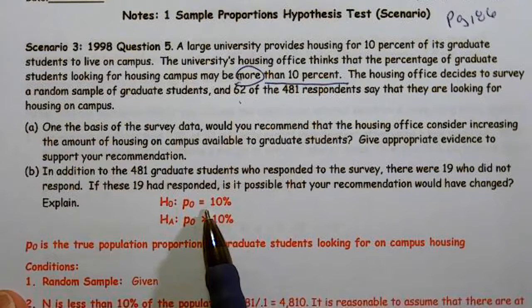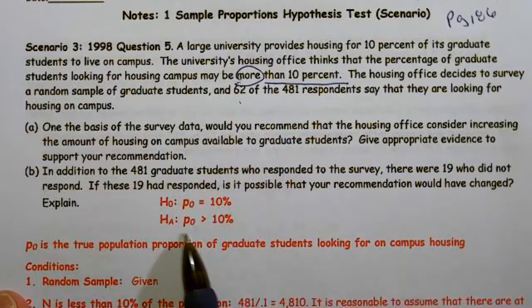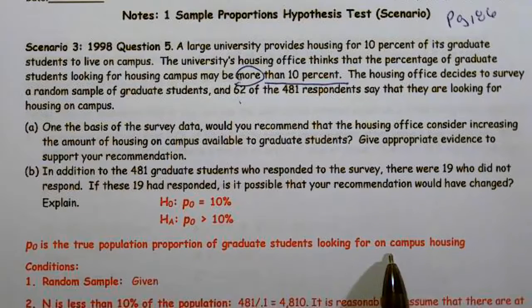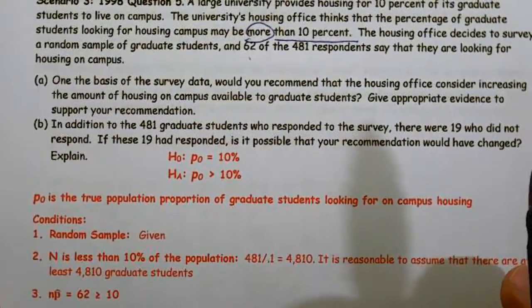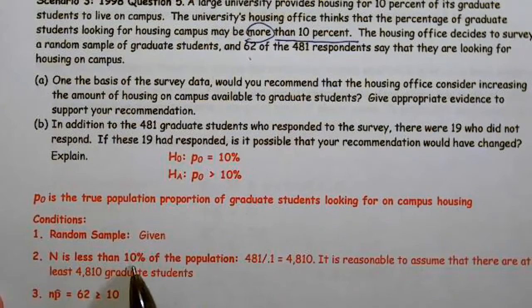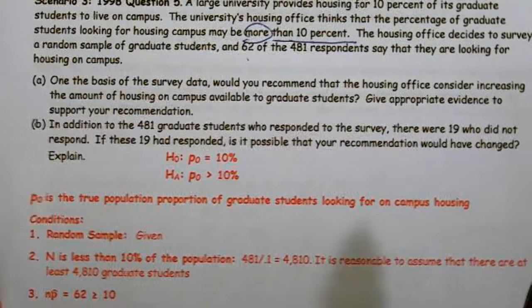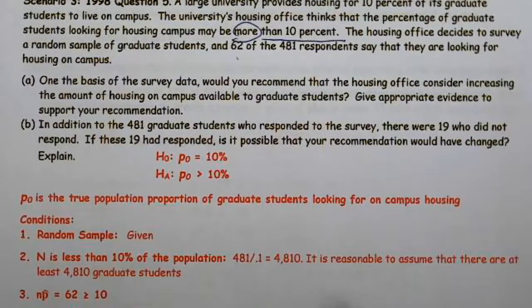So basically the claim is that it's 10%, that's what it's been over time, but they're looking for more, so this lets us know we're looking for a greater than 10%. So P naught is the true population proportion of graduate students looking for on-campus housing. They told us it was a random sample, so that was a given. N is less than 10% of the population, so that's 4,810. It's reasonable to assume that there are at least 4,810 graduate students. Apparently, this is a very large university, okay?